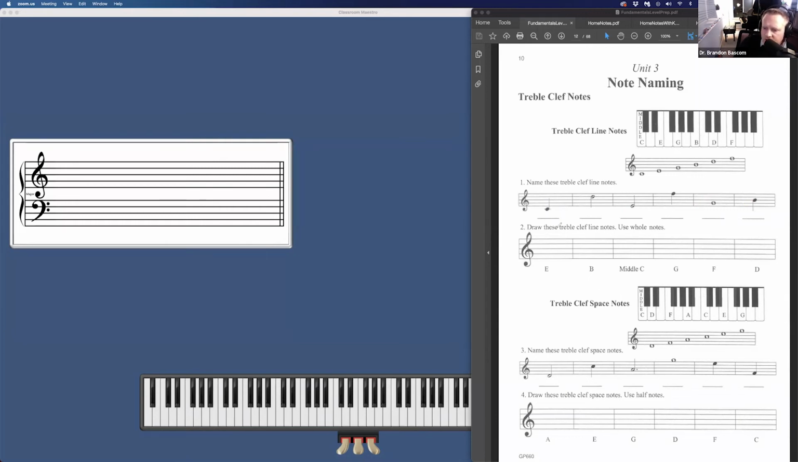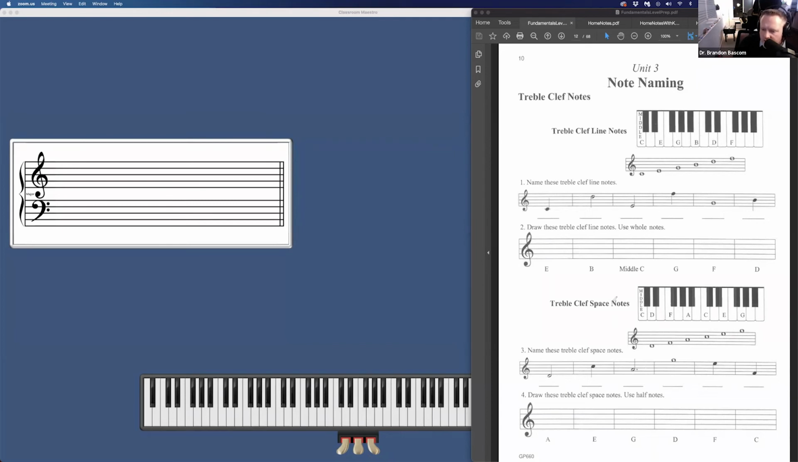Okay, and then in number 2, they want us to draw treble clef line notes. Did you know that every other note of a letter name switches from a line note to a space note? So on these ones, there's really only one possible answer for most of them. So these should all be line notes with the line going through the note head.